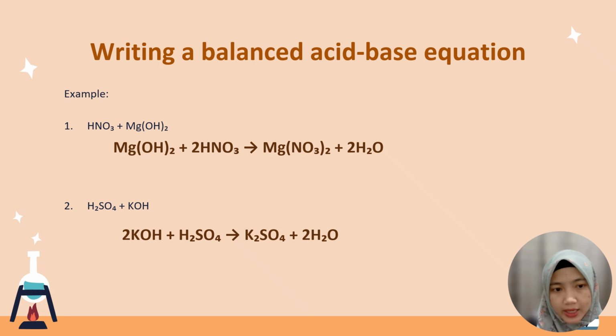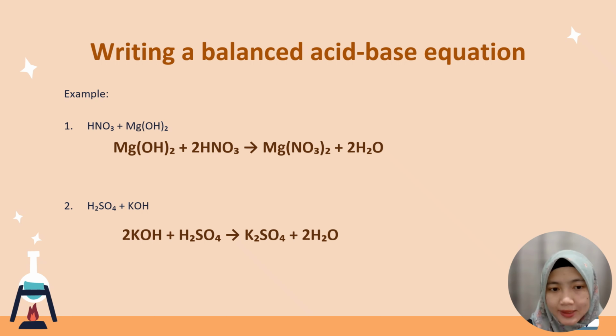Next, we go to the second example. It is between sulfuric acid and potassium hydroxide. So identify the salt that will be produced first. It will be potassium ion reacting with sulfate ion, so it will produce potassium sulfate. Potassium has a charge of positive 1, while sulfate has a charge of negative 2. So when we write the chemical formula, it will be K2SO4. And then the next product is water.